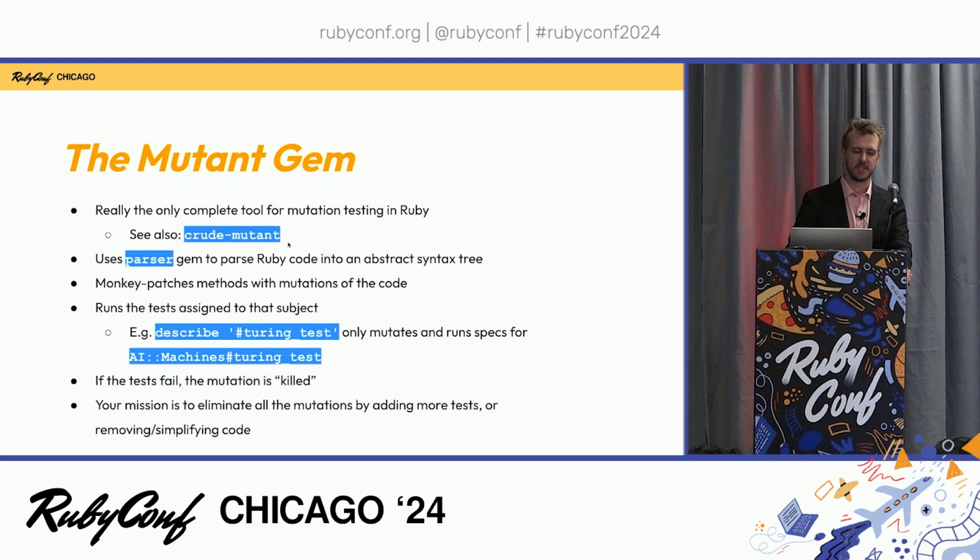Crude mutant works mostly the same way. I think that's a much smaller side project. It basically works, but instead of mutating code, it essentially just removes lines and sees if your tests fail with that. So that's closer to the simple code coverage tools out there.